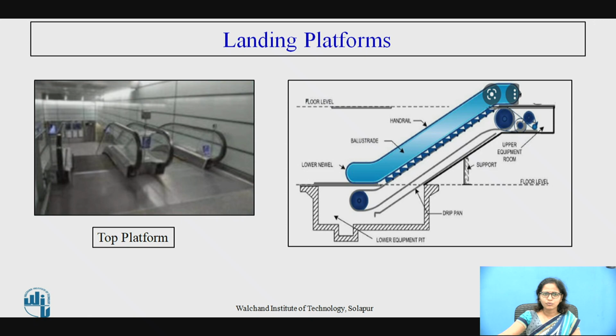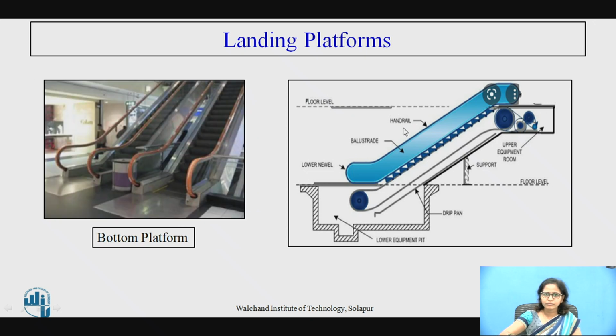So the landing platforms. Here you can see the portion where the occupants, the traveling persons, wait for using the up and the down escalators. Here you can see this is the lower level and this is the upper equipment room, and this is the handle which is provided to the escalator, and these are the balusters. So this is the floor level. This is the bottom platform where you start the escalator to climb.